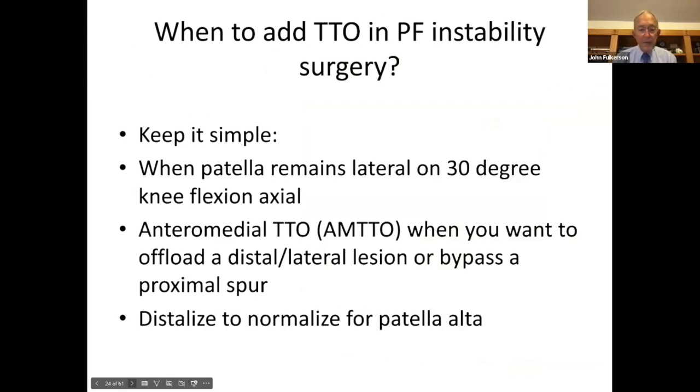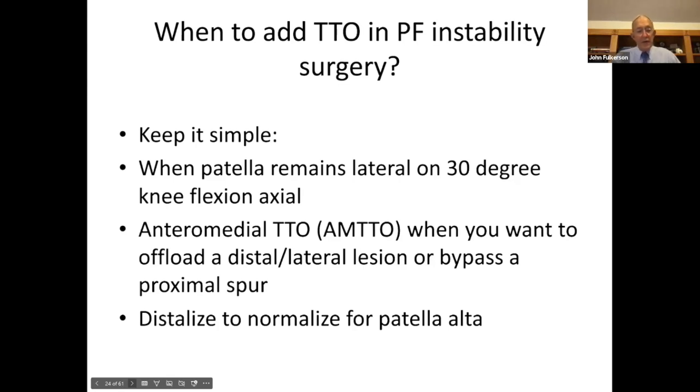And you can tell because it'll be in the deeper trochlea too soon. So you can really determine for sure and work with your radiology technicians to get that view every single time, which is necessary. An anterior medial tubercle transfer becomes more valuable when you want to offload a distal or lateral lesion or bypass a proximal spur. And distalization is pretty powerful, and it does add potentially a little complication.